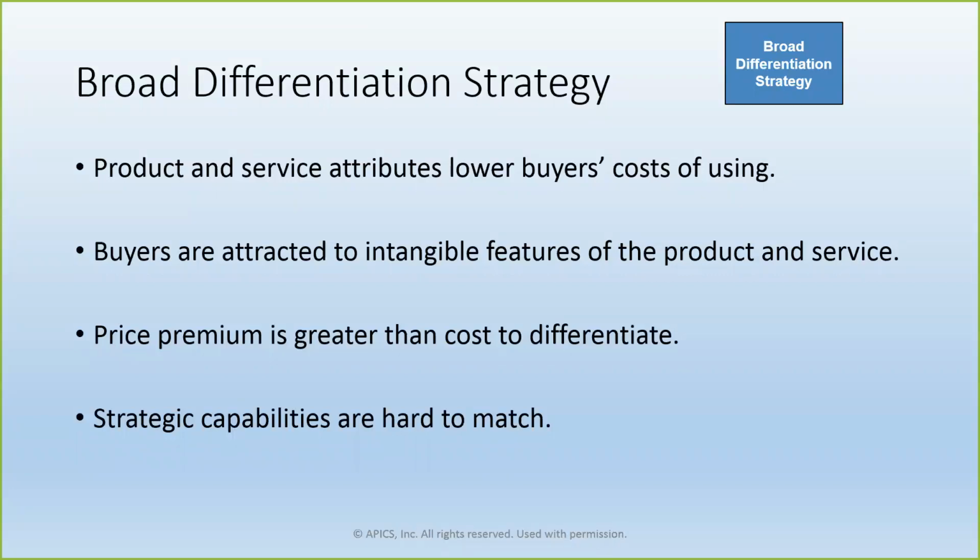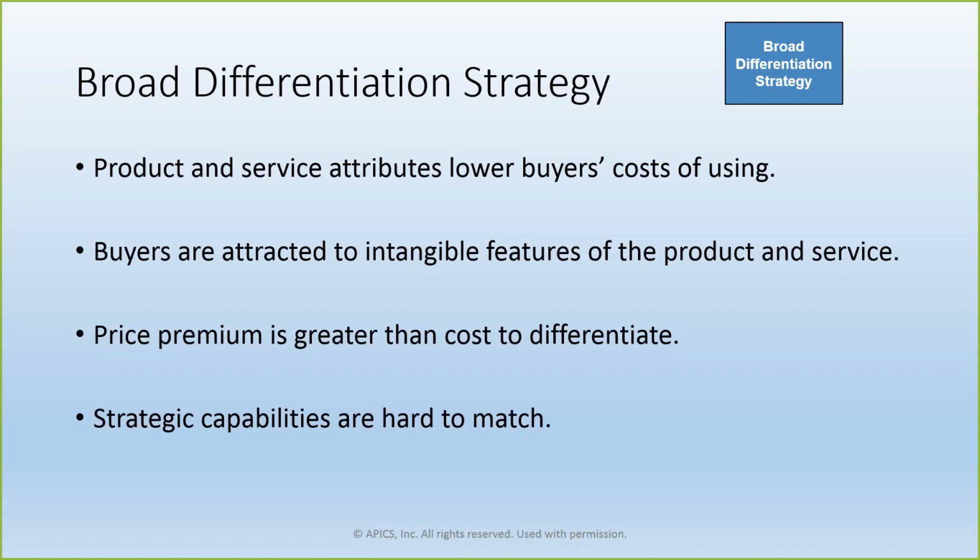So the features or the facets of this is that product and services attributes lower the buyer's cost of using it. Buyers are attracted to intangible features of the product. Have you ever found yourself paying more for something than you could get a cheaper version of elsewhere, but you want to pay it? There's something intangible about it that you say, I'll pay the extra price. I want it.